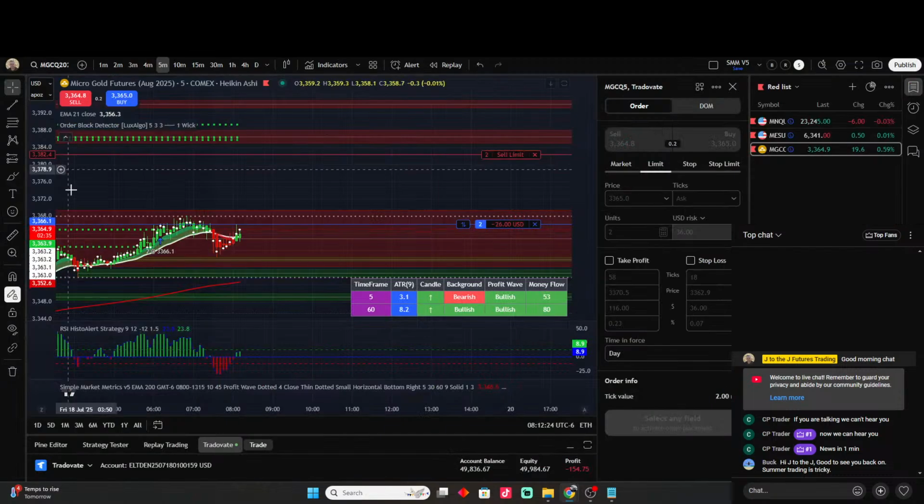Looking at adding more to our gold here. I just want to see it. Got about 2 minutes left in this candle. I think I'm going to watch this because I think gold's going to be our good trade today.